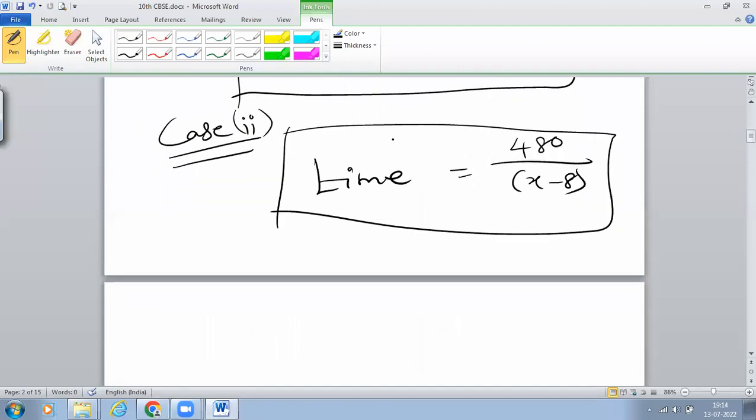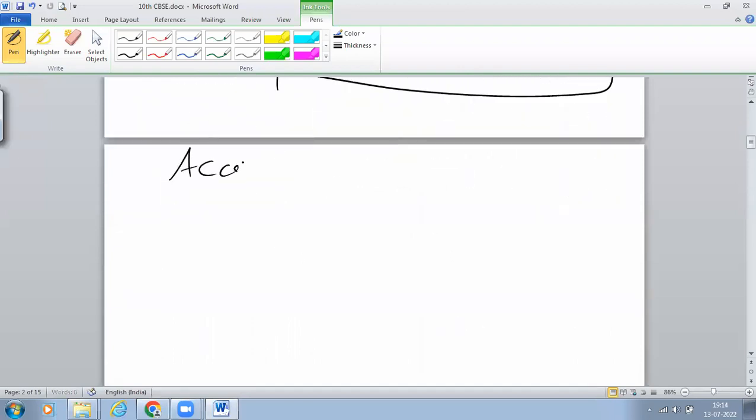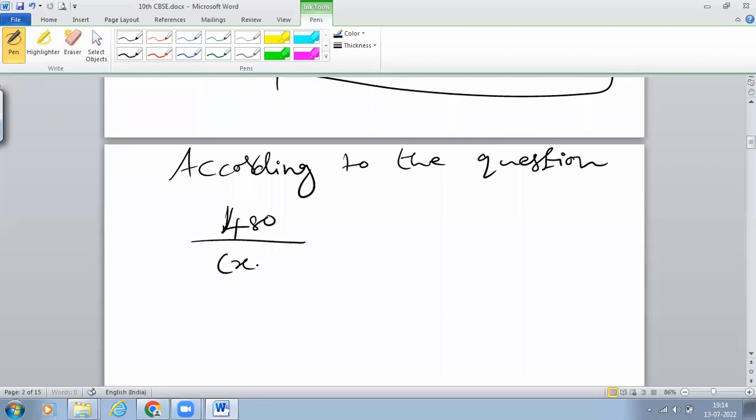Yes, sir. So according to the question, the time taken by the train in case 2, when the speed is less, that is 480 divided by X minus 8. This is the time taken by the train to travel 480 kilometers when the speed is X minus 8. That time is 3 hours more than the time taken by the train to travel 480 kilometers in case 1, that is 480 by X.